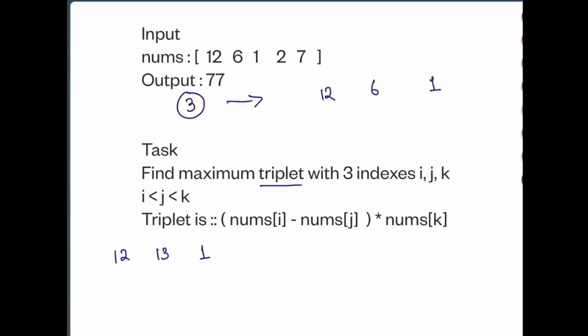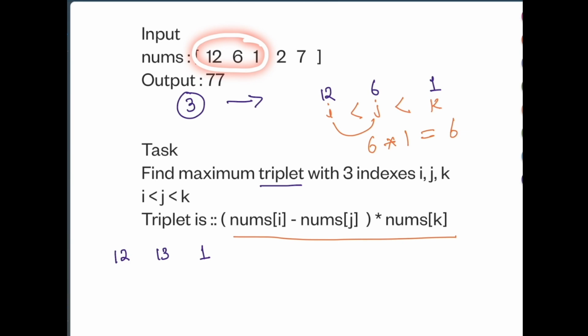Well, the first thing is you just have one triplet which is valid. You can place your i here, j here and k here, such that i is less than j and j is less than k. In this case, when you apply this particular formula, 12 minus 6 is going to be 6. You multiply it with 1 and the output is 6. And that is the maximum you can get. That is correct if the input is 12, 6 and 1.